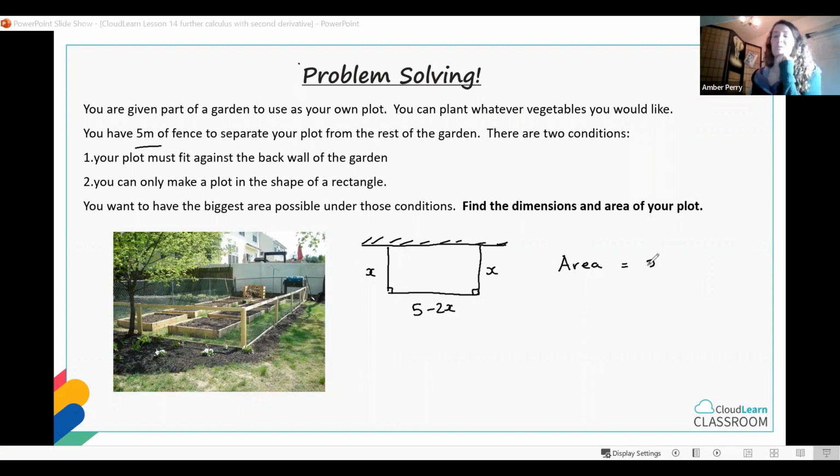I'm going to just go ahead and write it down. So the area of a rectangle is length times width. So it's excellent, thank you. So it's 5 minus 2x times x. I'm going to multiply the length by the width.